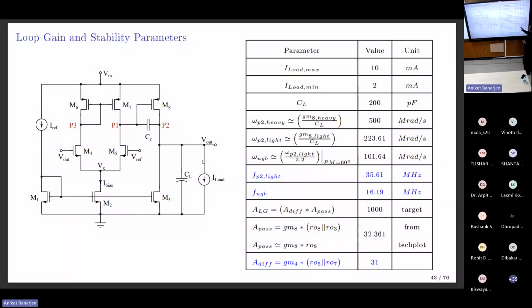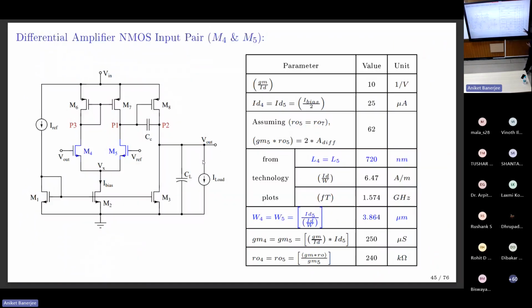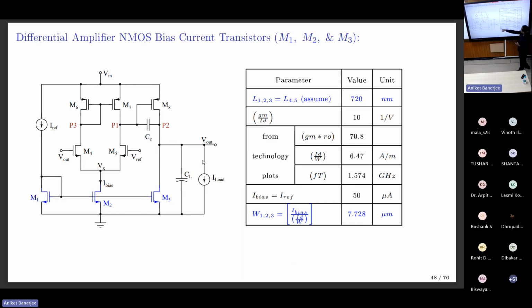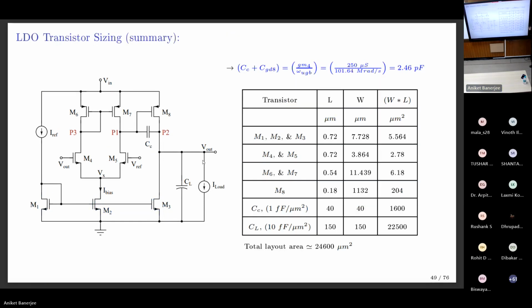So for the loop gain stability parameters, NMOS W and L are taken from the tech plots. Again, PMOS W and L, the procedure is the same, taken from the tech plots. Bias current transistors again the same, 50 microampere current, ID/W taken from the tech plot. So this is again a summary. What changed from the previous design to now is only this pole-zero location change. The M4, M5 design strategy changed.